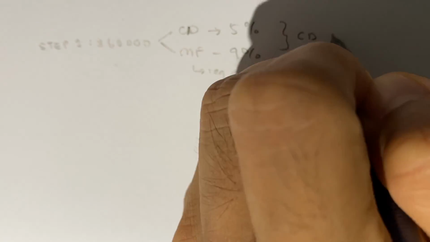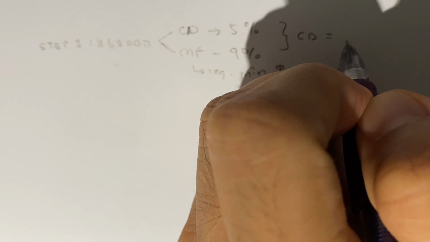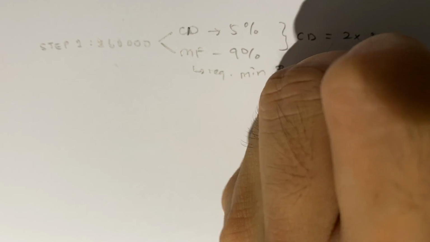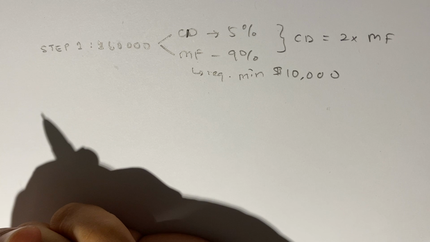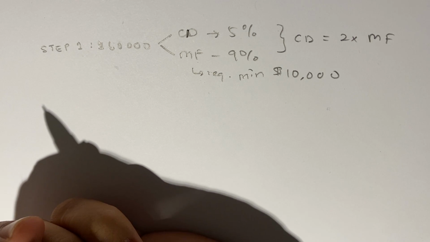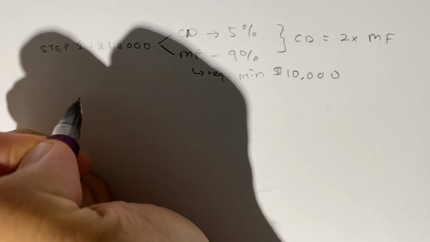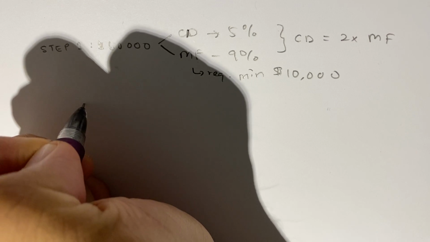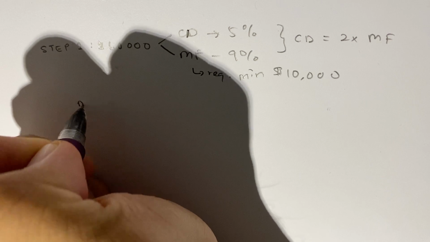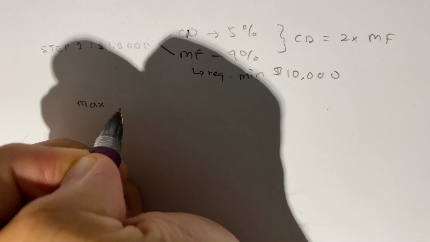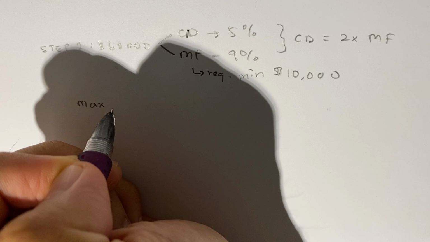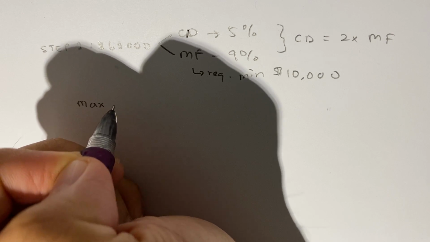So basically CDs equals 2 times the mutual fund. How much should be invested in CDs and how much in the mutual fund to maximize the return? From this information we can sum them up. This is our objective function: we want to maximize the return.